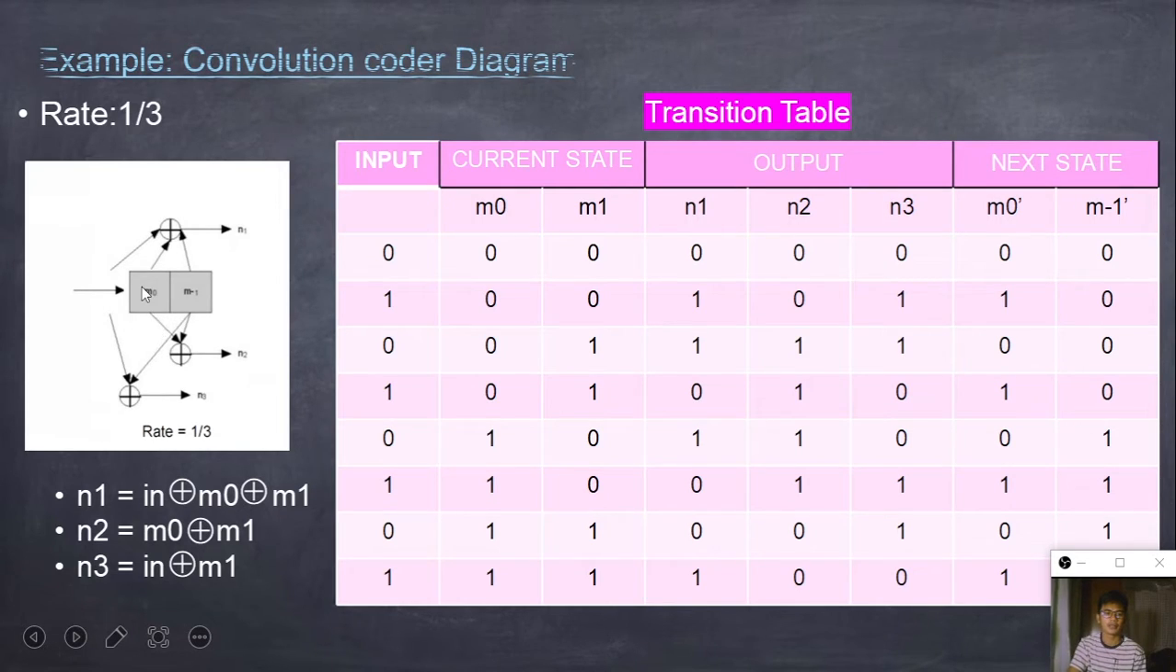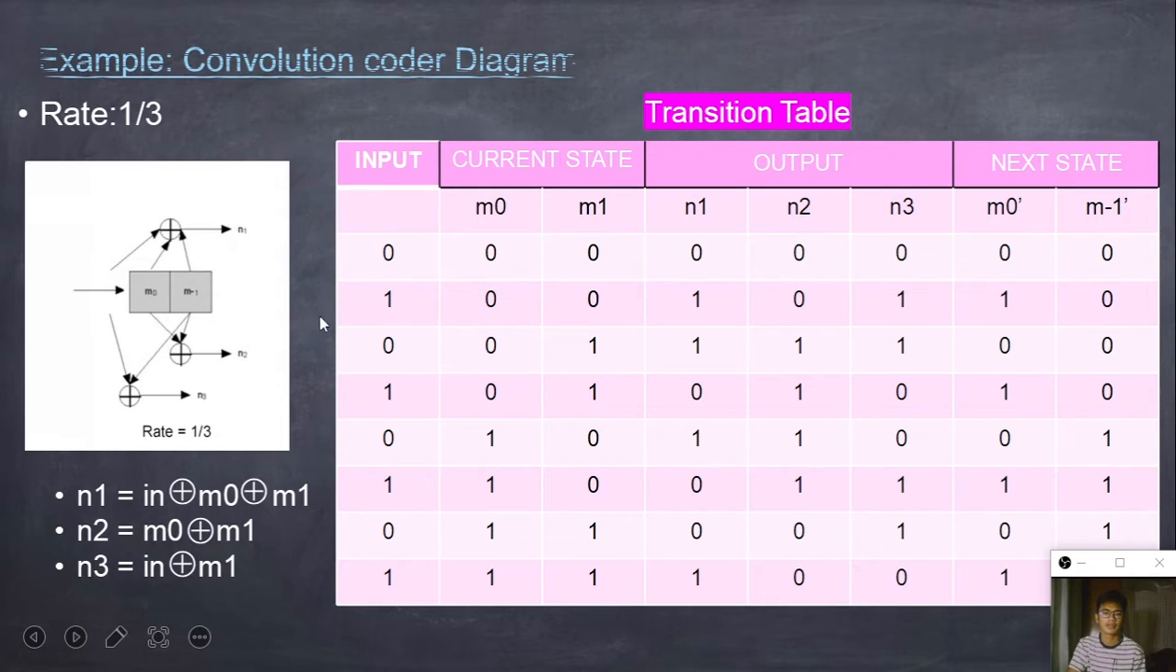This block for the next state represents the shift register, or shift right, which means if the value of the input is 0, the value of M0 is 0 and the value of M1 is 0, the value of input is transferred to M0 and the value of M0 is transferred to M1, which results in M0 being 0 and M1 being 0.